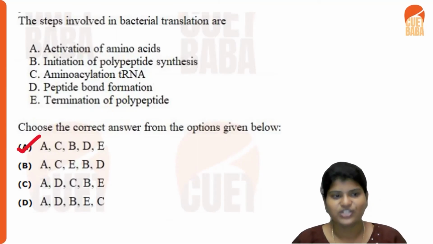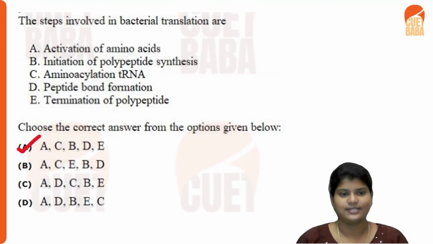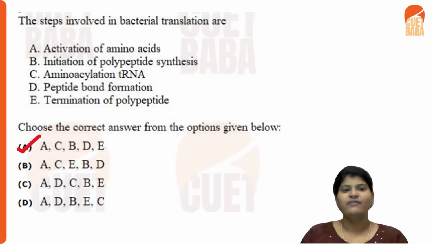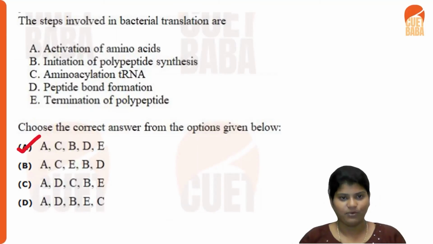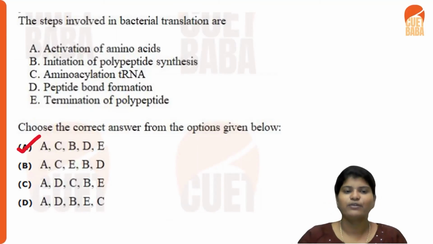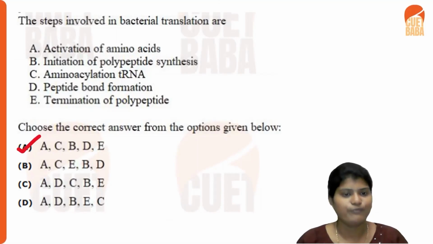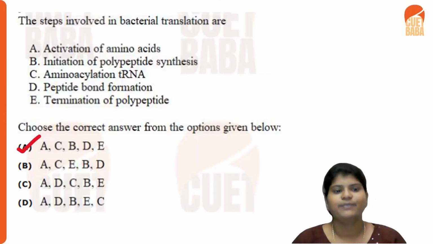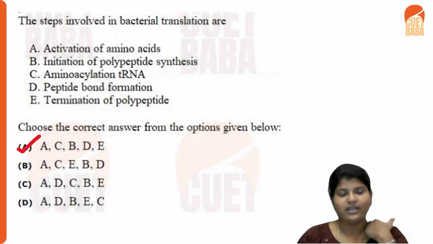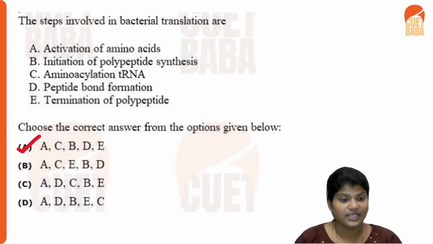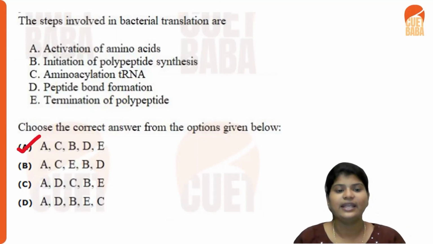After the amino acid formation, there will be initiation of polypeptide synthesis. Now the amino acid is formed, we need to connect the amino acids by peptide bonds. Once the peptide is formed, it will need to form n number of amino acids so that it can make a complete protein. So the polypeptide is now synthesizing: initiation of polypeptide synthesis, after that the peptide bond formation, and the last one is termination of the polypeptide. Once the process is going to end, we need to cut the remaining bonds. So option A will be the correct answer: A, C, B, D, and E.